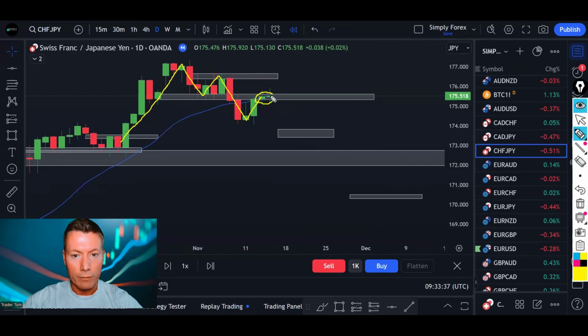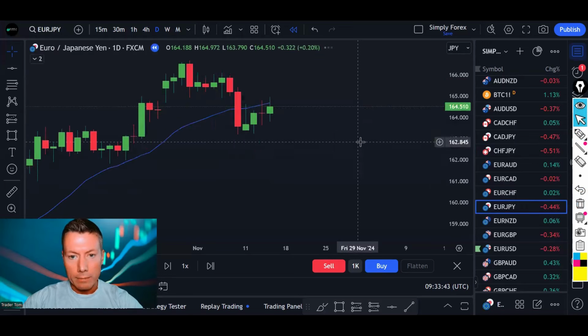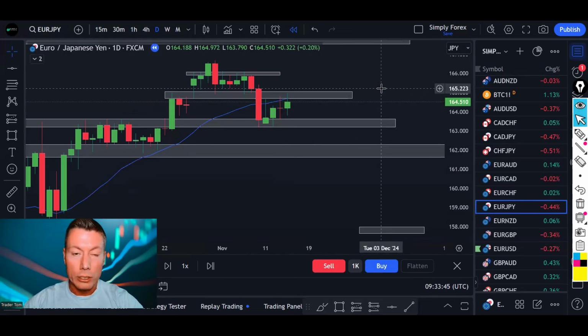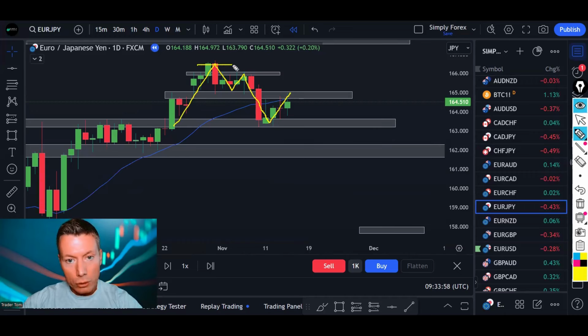Okay, so Swiss franc yen, this looks like a really good sell from this level. Okay, and then euro yen. So this is yen strength now. Aussie dollar yen, Canadian dollar yen were potentially yen weakness. Now, Swiss franc yen and now euro yen, we're seeing yen strength, right? We're in a downtrend, lower lows, and we're at a really nice level for selling here.